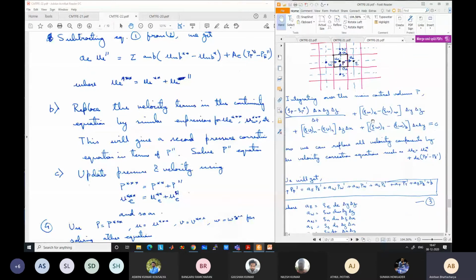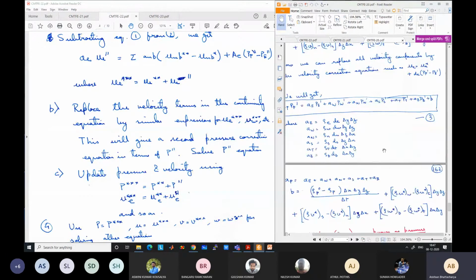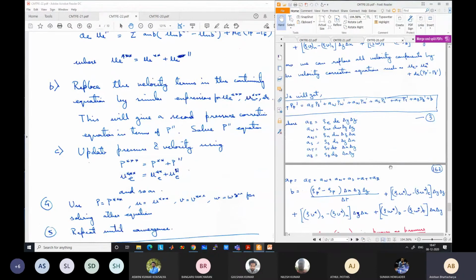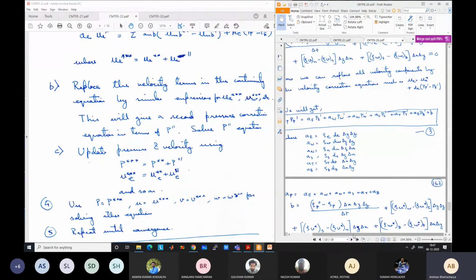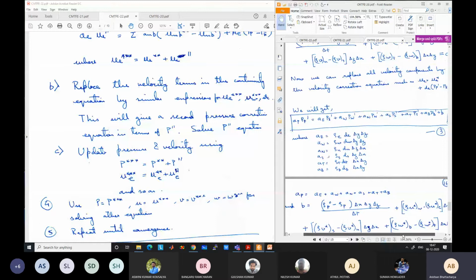So in all the terms you will get P double dash terms, the second pressure correction terms, and known values. All the double star values will be there, which will go into the source term. So exactly similar to this equation, we will get another equation. I have not written it to save time, so that you can practice also.